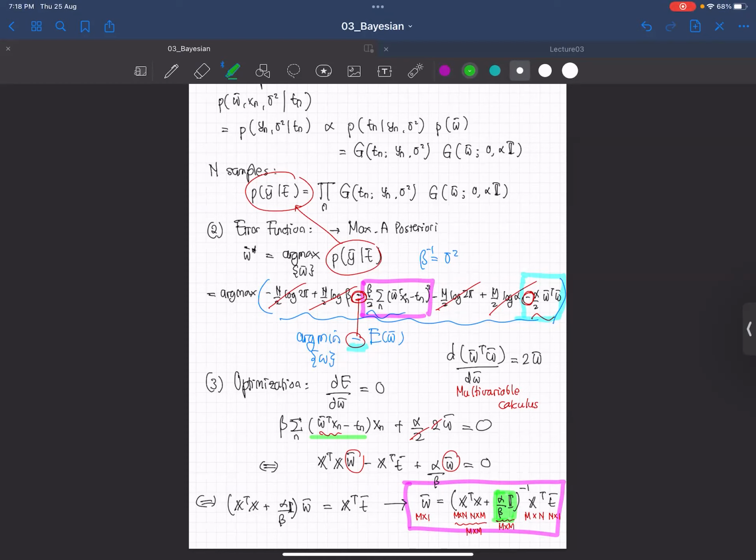Okay. So we will soon learn about this basis function, and your part of the assignment is that you have to use basis functions.